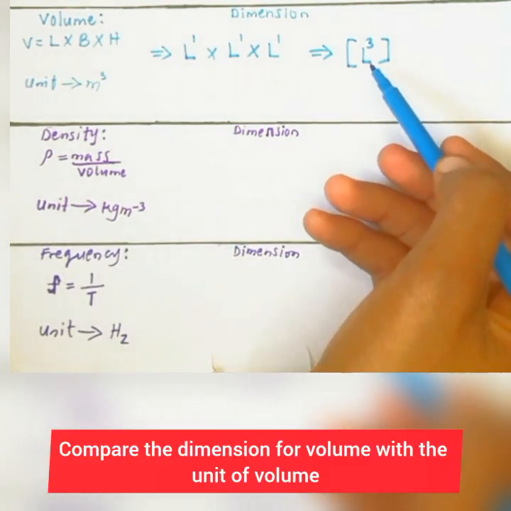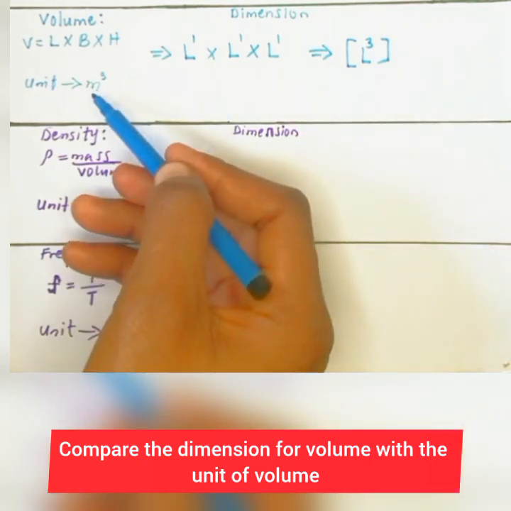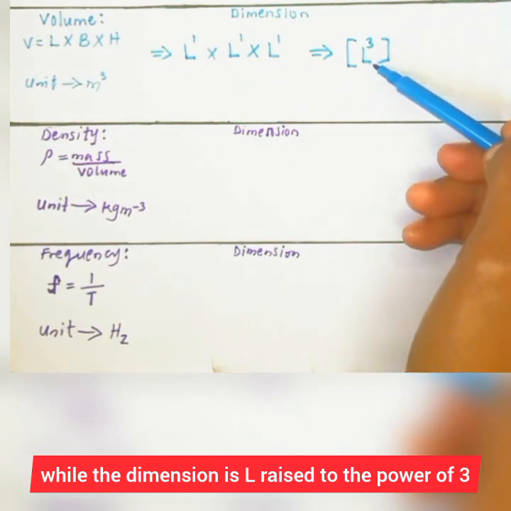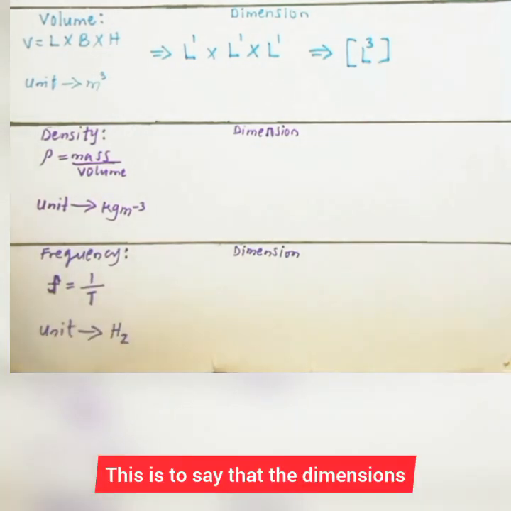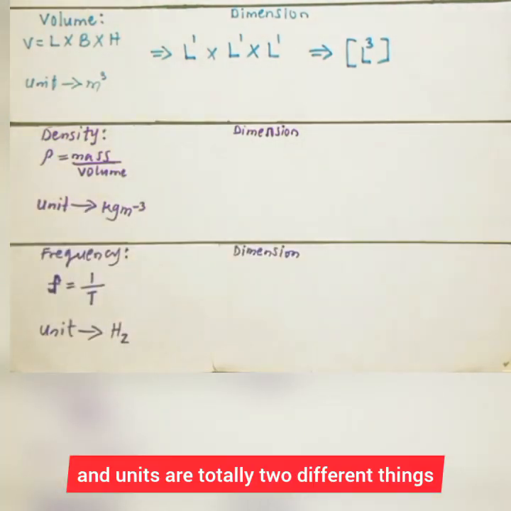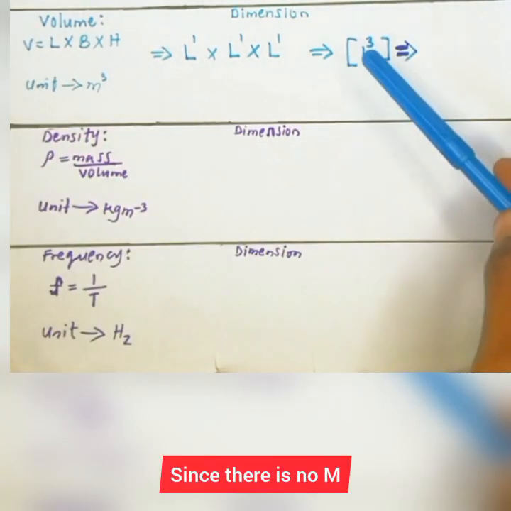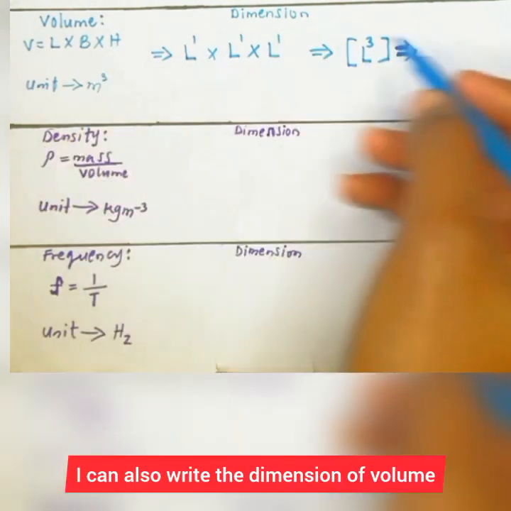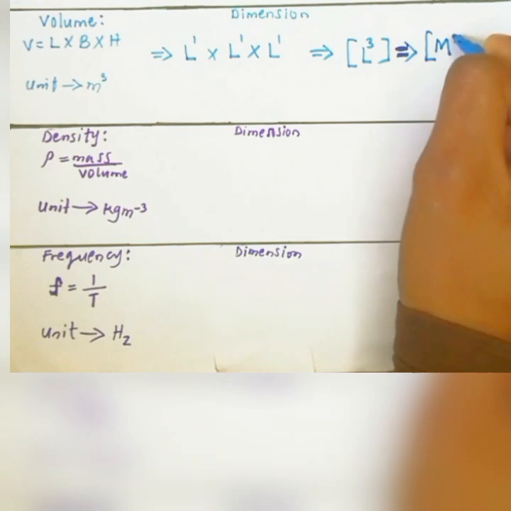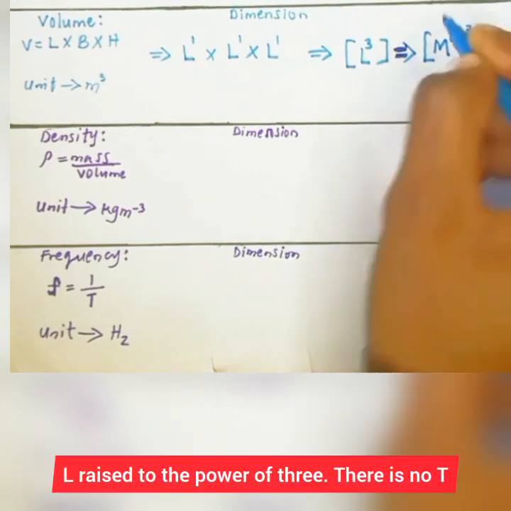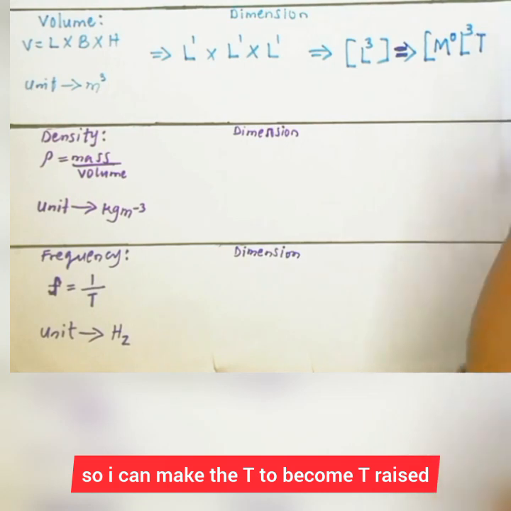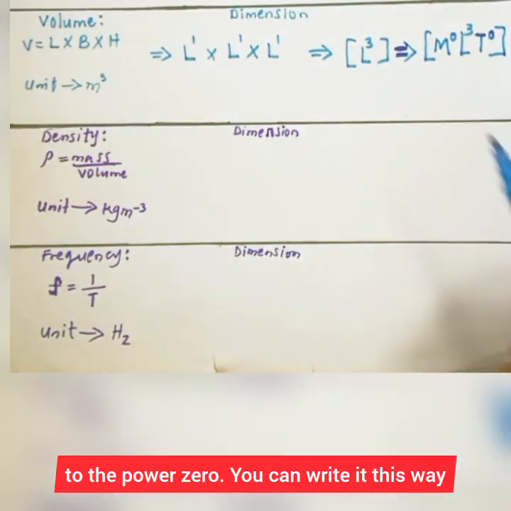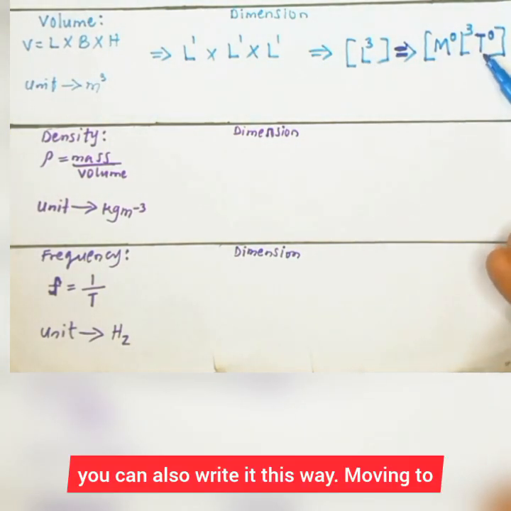Compare the dimension for volume with the unit of volume. The unit of volume is cubic meter, while the dimension is L raised to the power of 3. This is to say that dimensions and units are totally two different things. Since there is no M and there is no T here, I can also write the dimension of volume to become M raised to the power of 0, L raised to the power of 3, and since there is no T, I can make the T become T raised to the power of 0. You can write it this way, you can also write it this way.